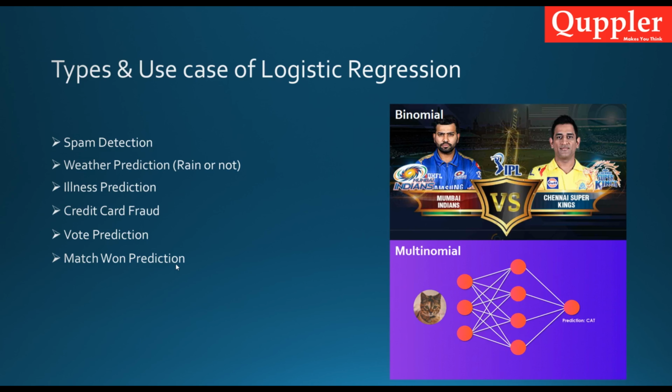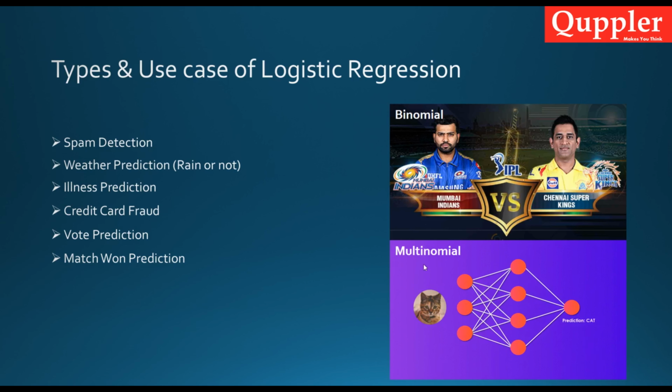There are different types of logistic regression. There are basically two types, binomial and multinomial. In binomial, there would always be one class for which you have to predict either true or false, whether Chennai Super Kings will win or not. So that you can predict.